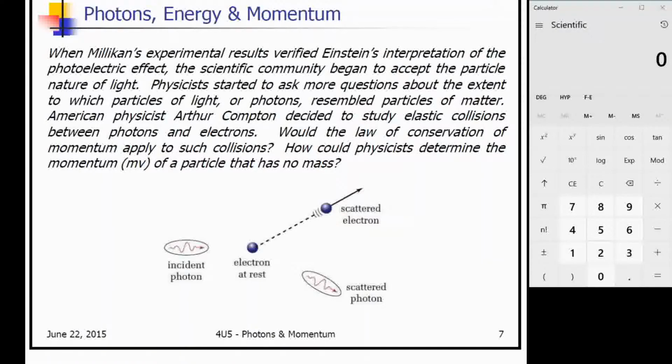So what he did was he would try to have photons and electrons collide, and he was trying to see if things like what we learned in Unit 2, the conservation of momentum, would apply with particles that have no mass, because he would assume they would have no momentum. So how is it that these particles that have no mass could have a momentum?